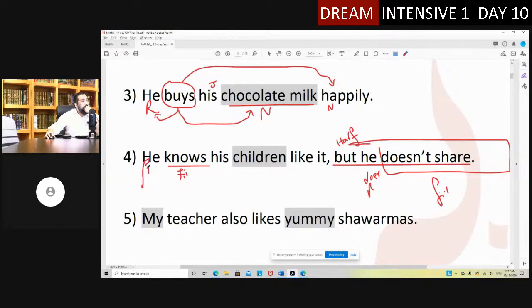He would be the rafa because he's the doer. He knows. What does he know? He knows this entire thing. This is a little bit trickier. I don't know why we kept it in the booklet.